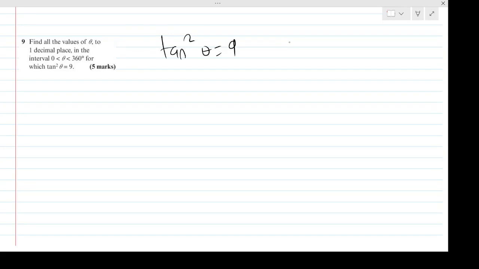So this question shows that there are some equations where we need to boil it down to multiple equations. What I mean by that is, if tan squared theta is 9, this is like saying x squared is 9. How would you solve for x? You'd have to take plus or minus root 9, which is 3. So we're going to do the exact same concept here. Tan theta is going to be plus or minus root 9, which is 3, okay?